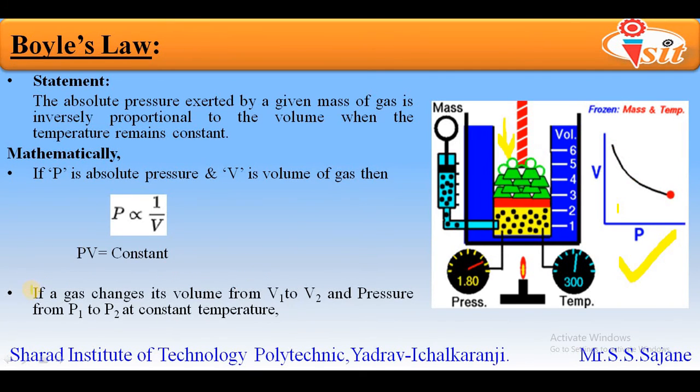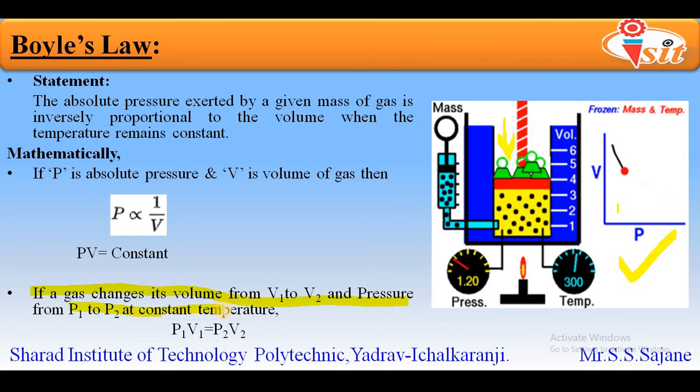Thus, if a gas changes its volume from V1 to V2 and pressure from P1 to P2 at constant temperature, then as per Boyle's law, we can write this expression as P1 V1 is equal to P2 V2. So this was all about Boyle's law.